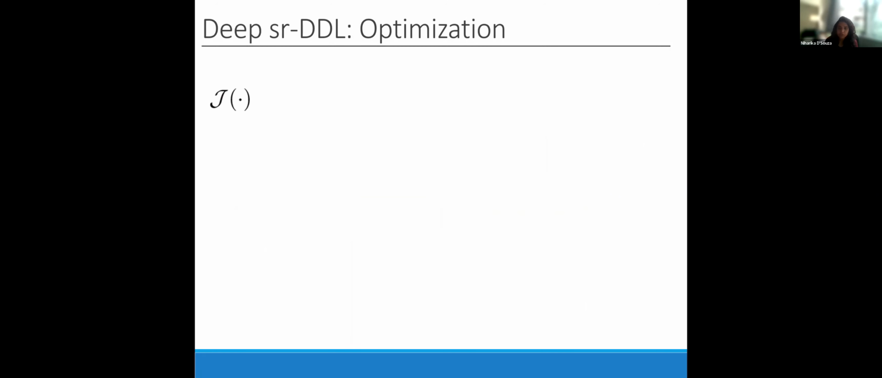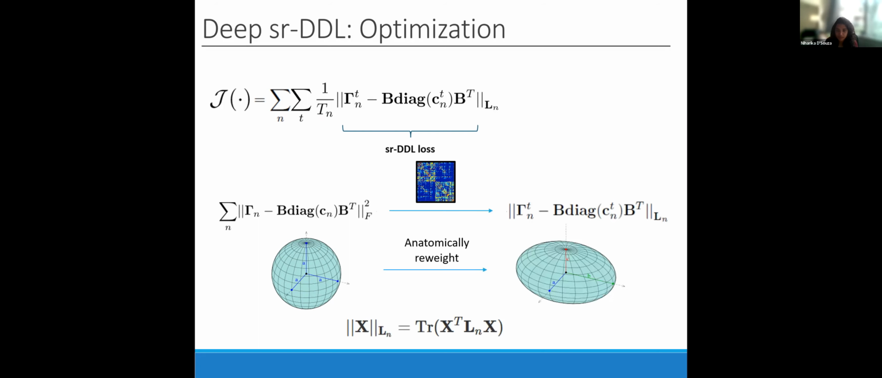The objective has two main terms. The first is the SRDDL loss. Mathematically, our structural regularization replaces the classical L2 norm by a graph Laplacian regularizer to provide anatomical weighting. Here, we made use of the weighted Frobenius norm with the weighting as described by the graph Laplacian. While the standard isotropic loss would equally weight all functional connections, what we are trying to do here is to reweight our estimation according to the structural graph.